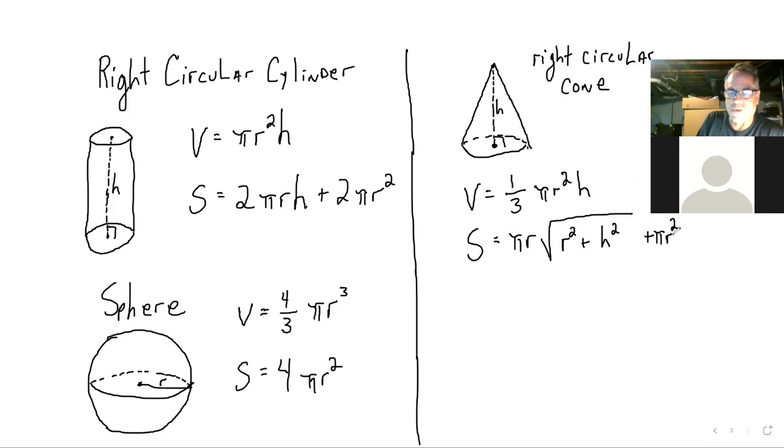Now, the area of the circular base, that would be pi r squared. So that's easy enough.